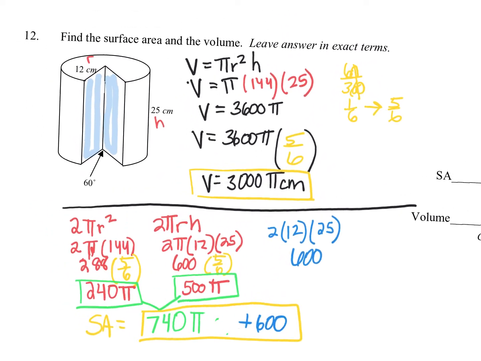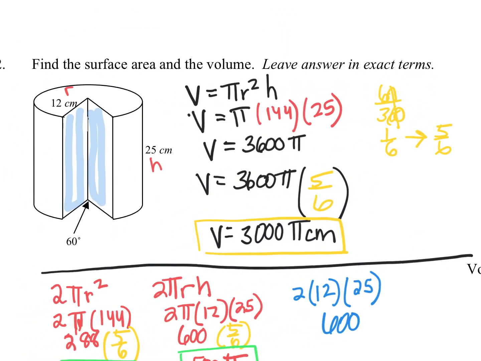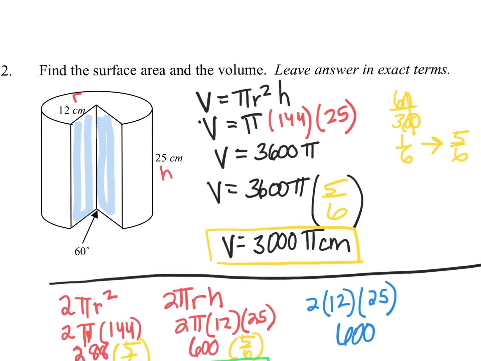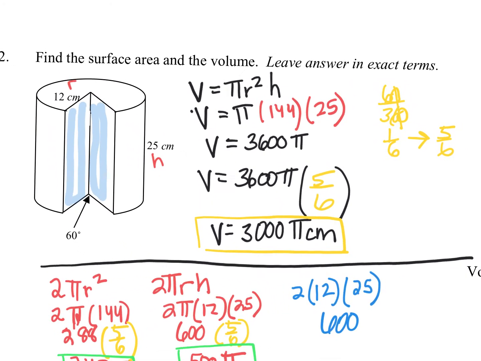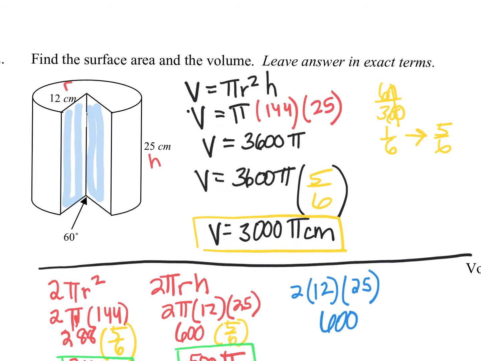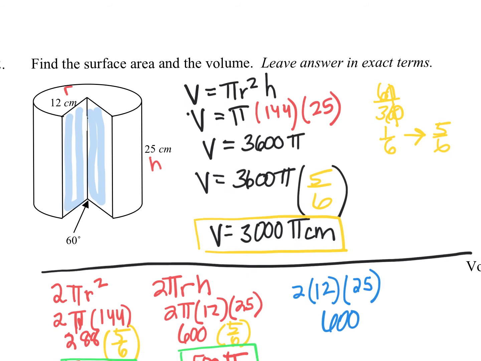All right, number 12 is a little bit more involved. Let's talk about the volume first. Doesn't matter which one, just happened to be the one I did first. So when I look at the volume here, I started with the formula for it, which is pi r squared h. Substituting in, there's our radius, so 12 squared, 144.